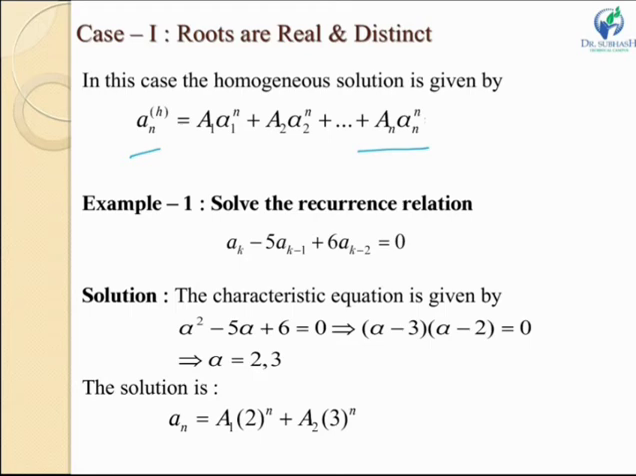See, the first example is: solve the recurrence relation a(k) minus 5a(k-1) plus 6a(k-2) equal to 0. Here we have equal to 0, that means f(n) is equal to 0, so we just need to find a(n)h. Now see, the characteristic equation is given by alpha square minus 5 alpha plus 6 equal to 0.